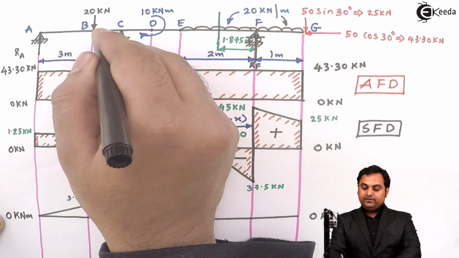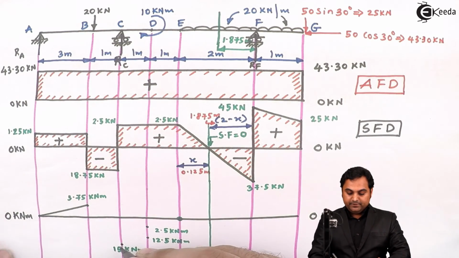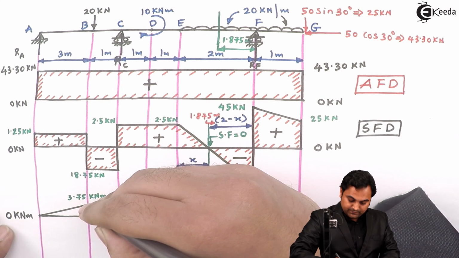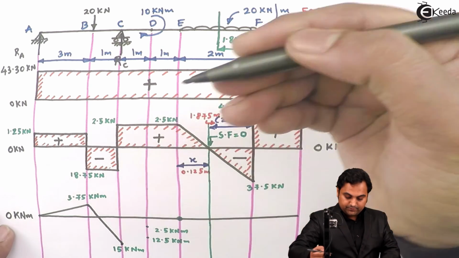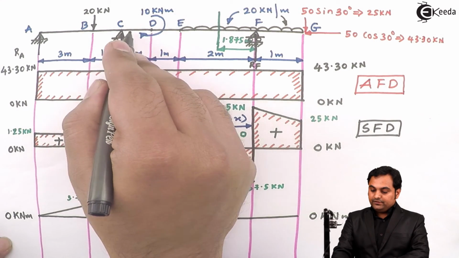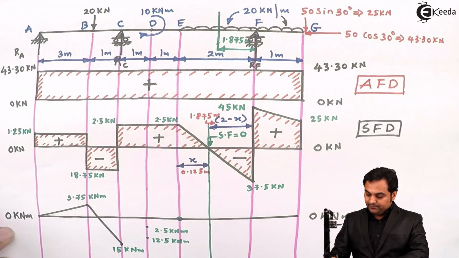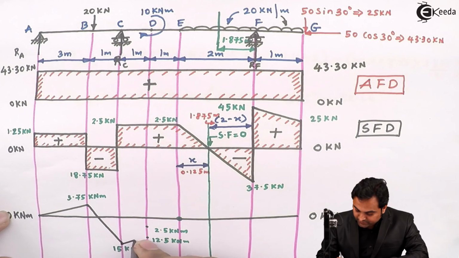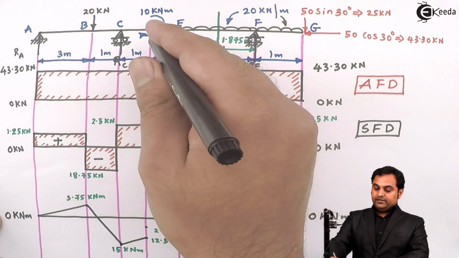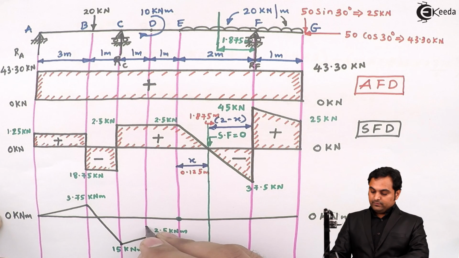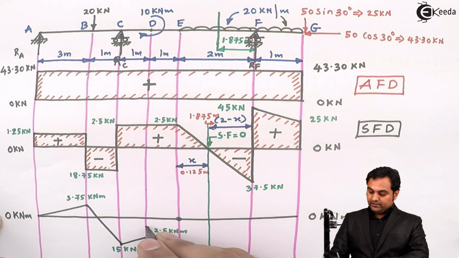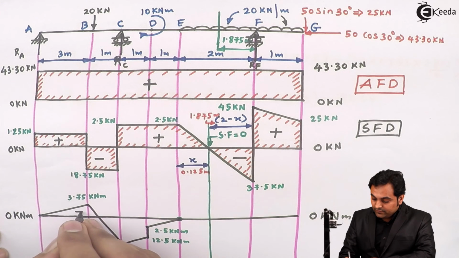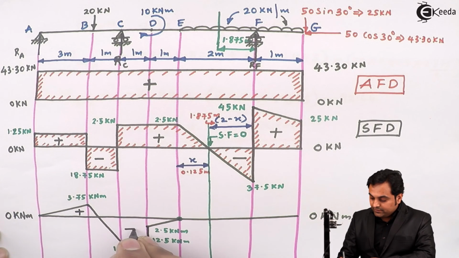Next, from B to C there is no load, shear force is straight line, bending moment will be inclined line. So from plus 3.75 it will go into minus 15 kilonewton meter. Then from C to D there is no load, so shear force was a straight line, bending moment will be inclined line. So from minus 15 to minus 12.5 kilonewton meter. Then at D there are two values, from minus 12.5 to minus 2.5 kilonewton meter, and then finally from here up till 0. So this is the half bending moment diagram. This much region is plus and here it is minus.